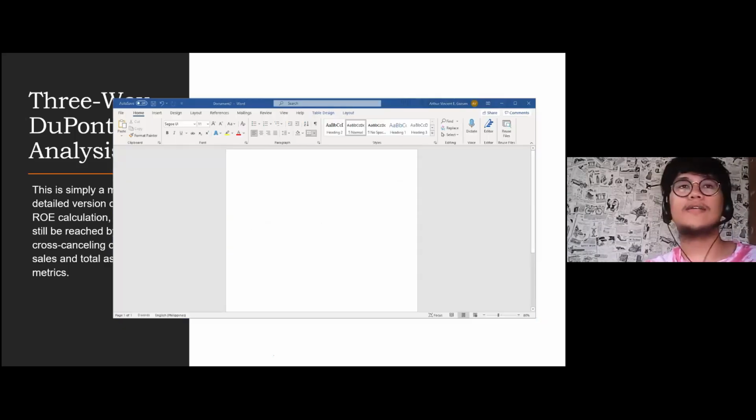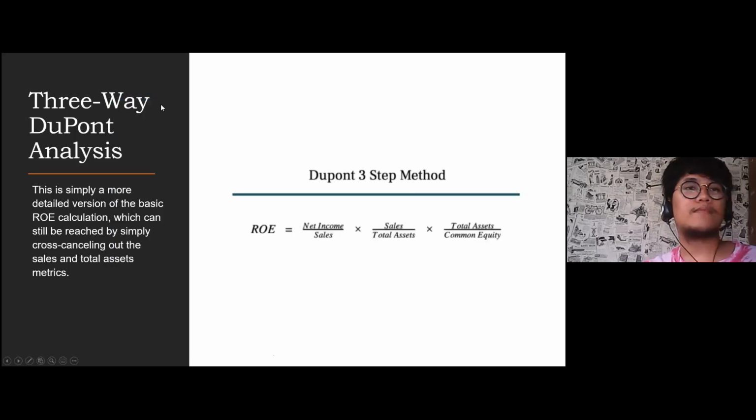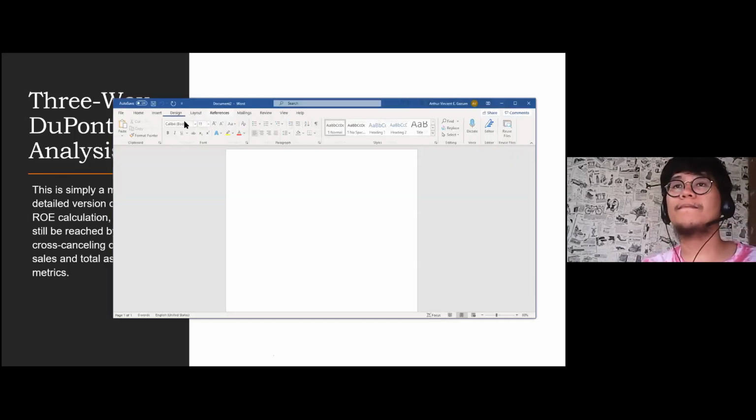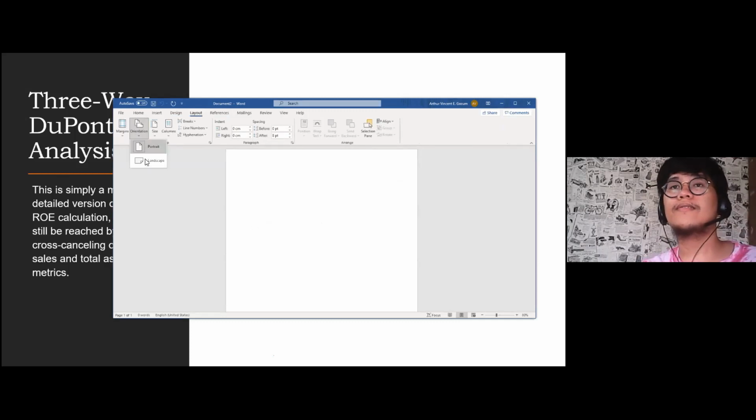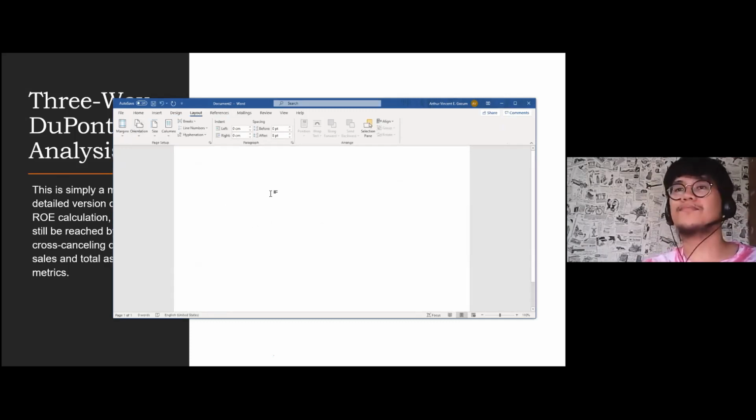Yan. Nakikita po ba yung screen ko? Nakikita po? Yes. Sorry na. Nakikita yung Word document? Yes po. Yes po, sir.